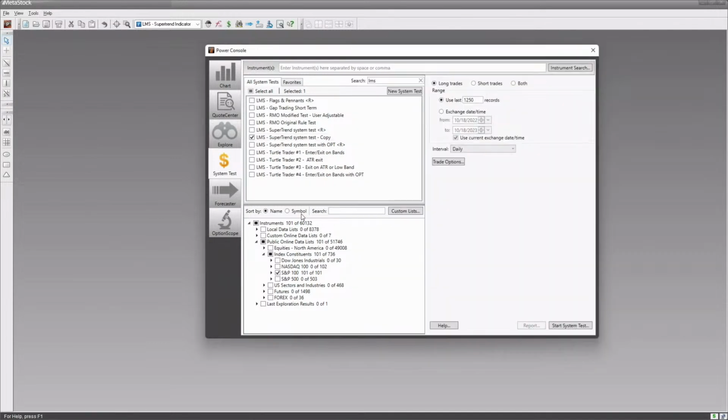So we'll click on OK, and then let's go ahead and run it. I'll select that same one, choose that same database, and click on our Start System Test. This is going to run through those same 100 securities. Again, it's going to be looking for the securities that are crossing above the indicator, and the closing price has to be above that 200 period moving average.